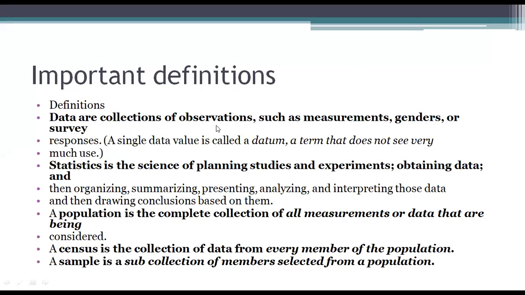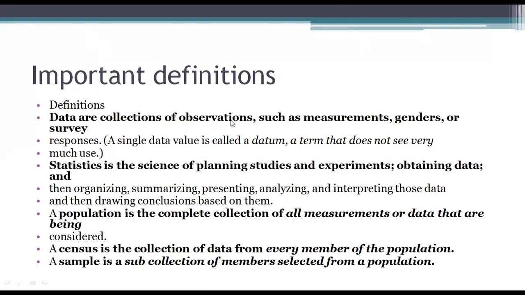So here, first of all, we learn about data, and then what is statistics and important definitions which are used in statistics as well as mathematics. And these are the basic points to learn about statistics and mathematics. So what is data collection?